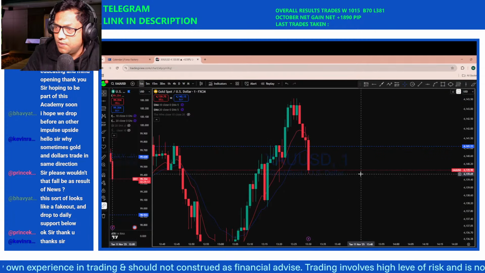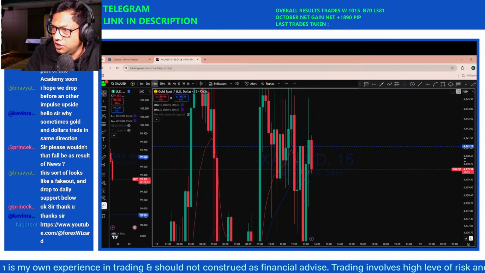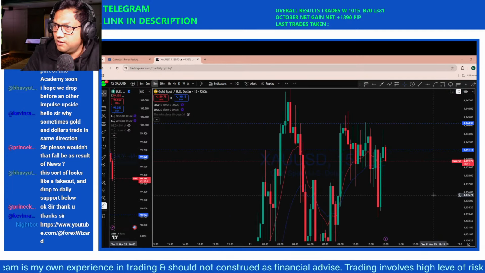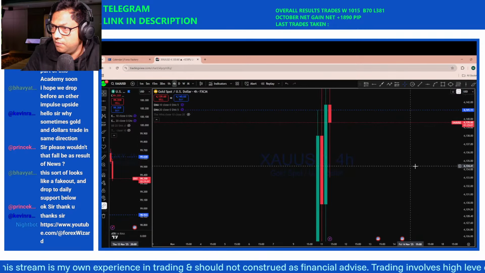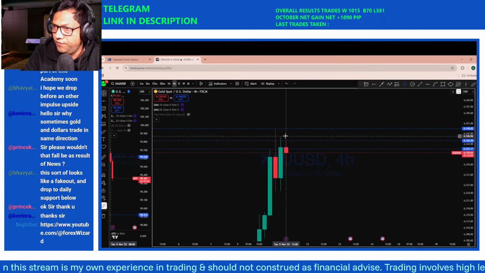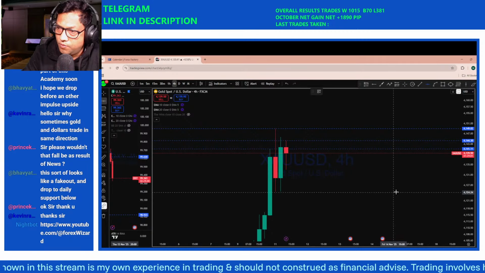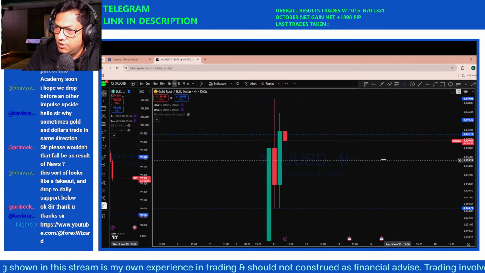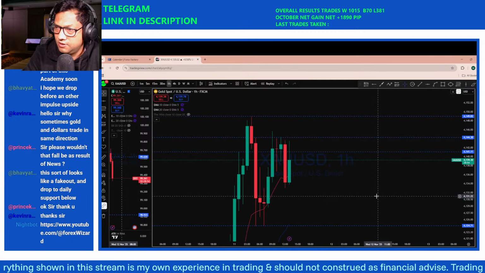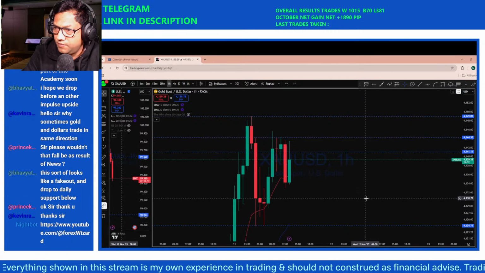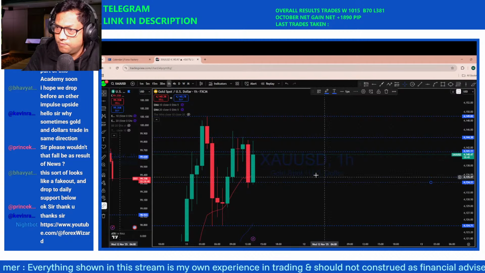Okay, so it's coming back below to that support potentially, and now if it breaks down below here, coming straight down here, that's going to be a really good entry that we can look at in this market. And also the 1 hour support.